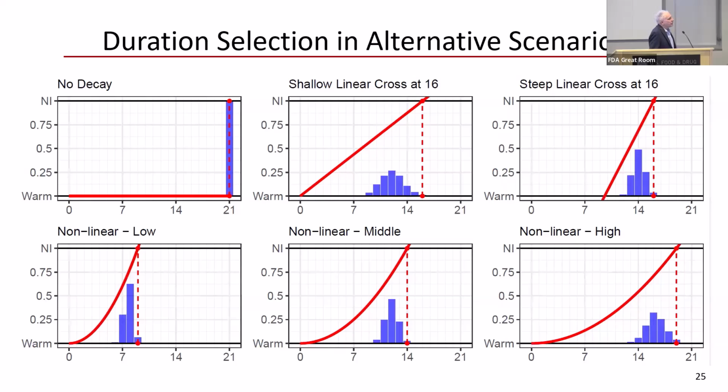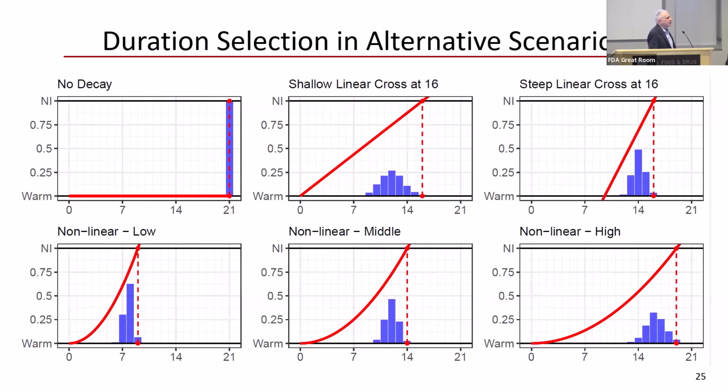For the case in which there is a linear relationship between storage duration and efficacy, and it crosses at 16 days, you can see that the trial identifies multiple different possible maximum storage durations in the different simulated trials, ranging from about 9 days up to 15 days, and does not overestimate with any appreciable frequency the maximum storage duration.